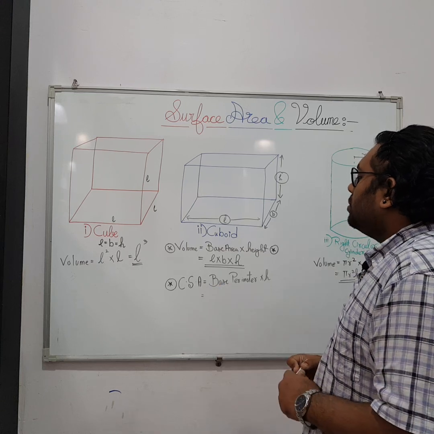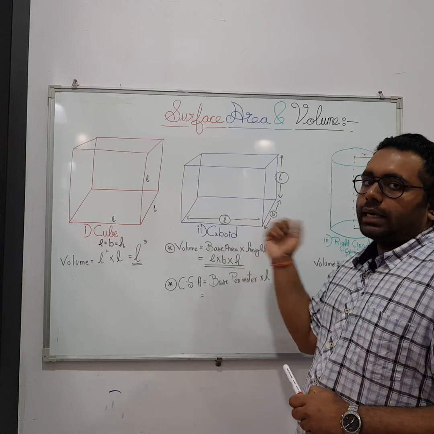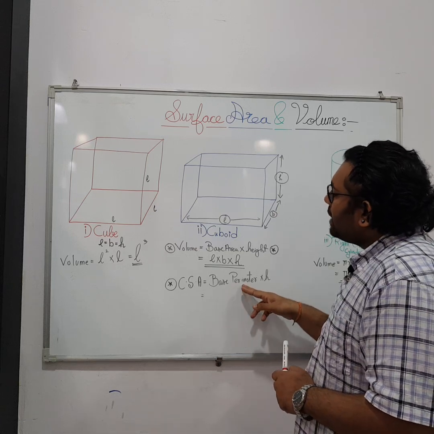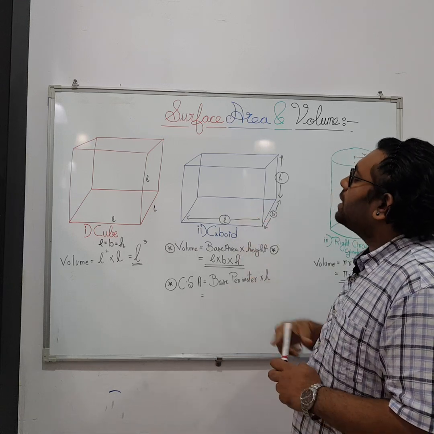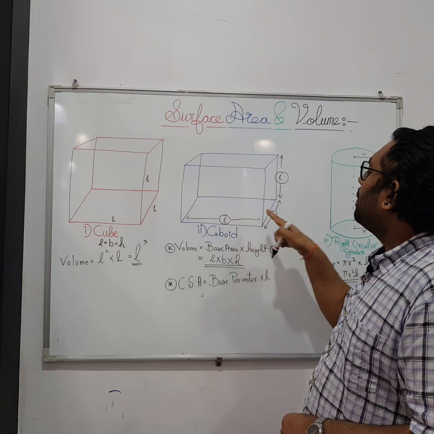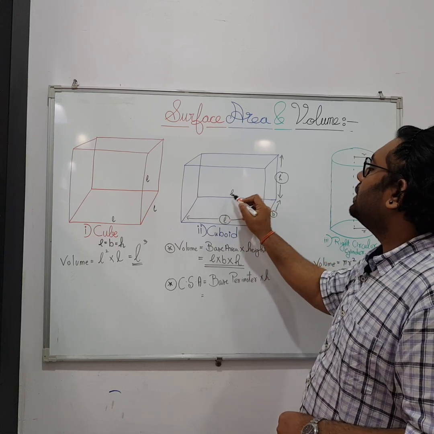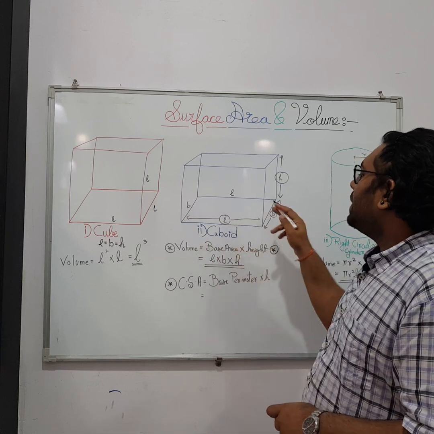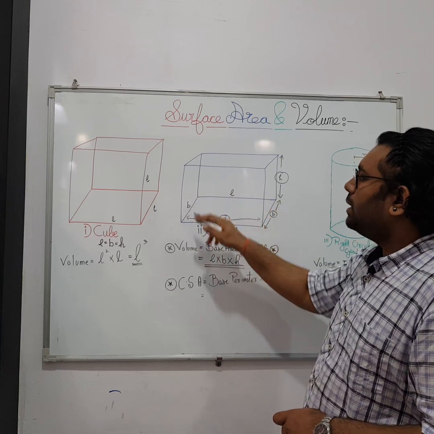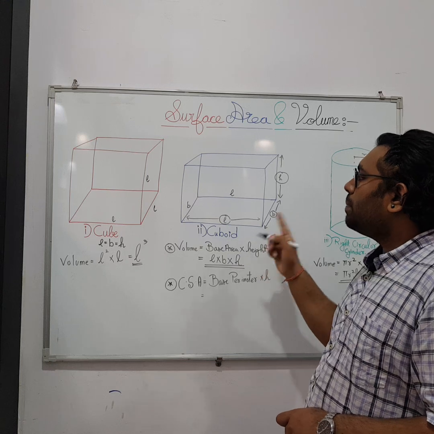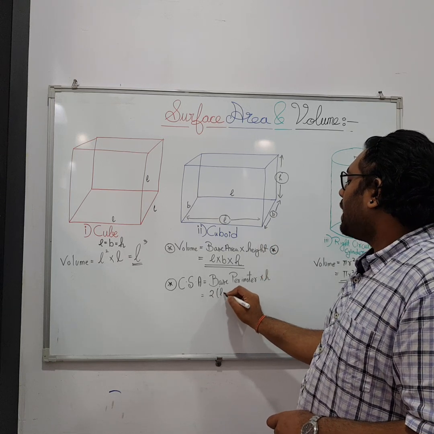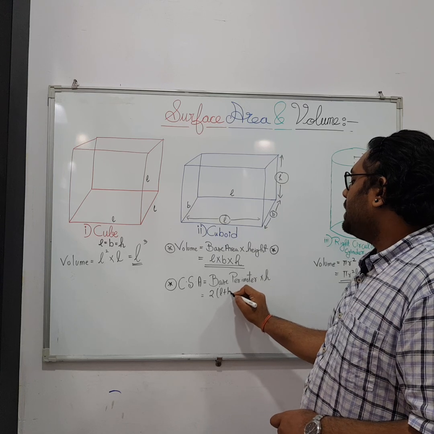As you know, the base of a cuboid is nothing but a rectangle, and in lower standards we have studied that the base perimeter is nothing but this length plus this breadth plus this length plus this breadth, or in simple terms L plus B plus L plus B, which you can write as 2L plus 2B, or in short you can write it as twice of L plus B.